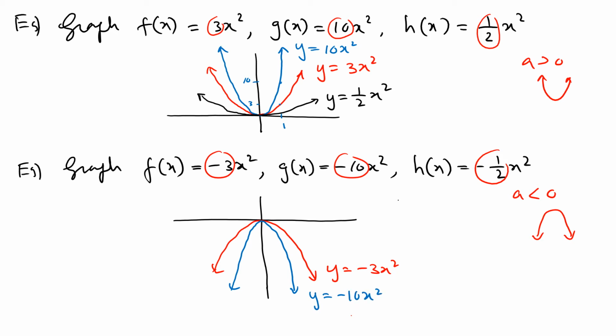And then if you look at the last one, that's negative 1/2. This grows slowly. It's going to go like that. So this is y equals negative 1/2 x squared. Okay, so that's very clear. So the a term decides the concavity, how fast it's going to grow, and also whether it opens up or opens down. Okay, so let's continue with that.